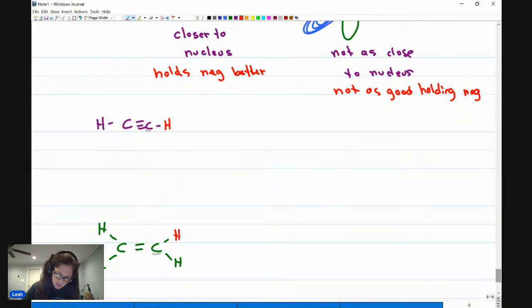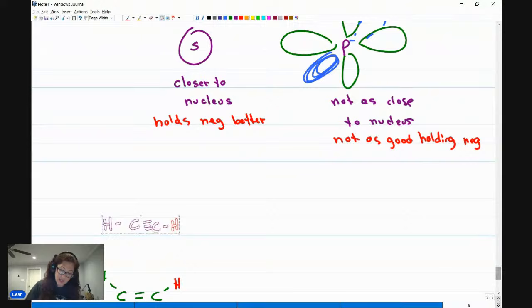So let's move this example down a little bit more and take a look at the different types of hybrids you're going to see with S and P.